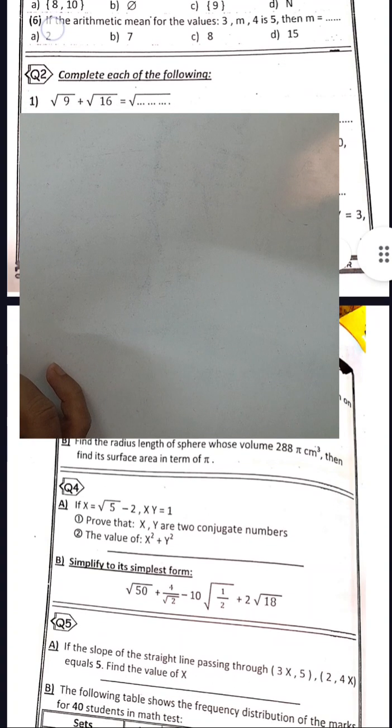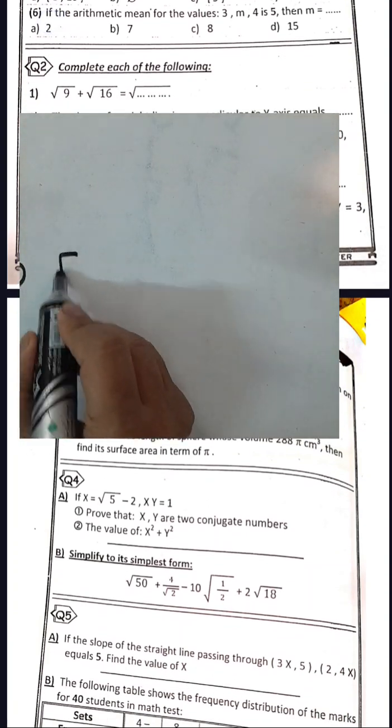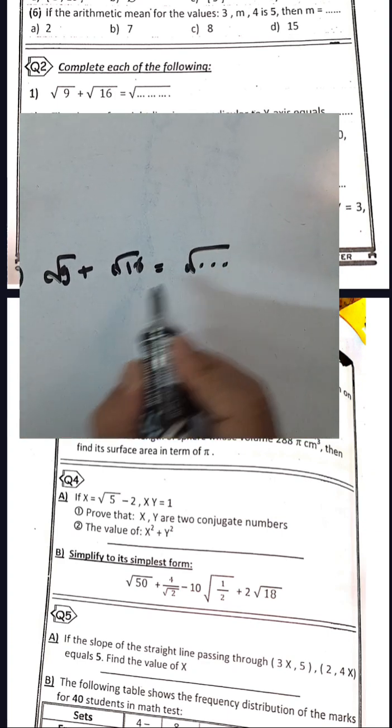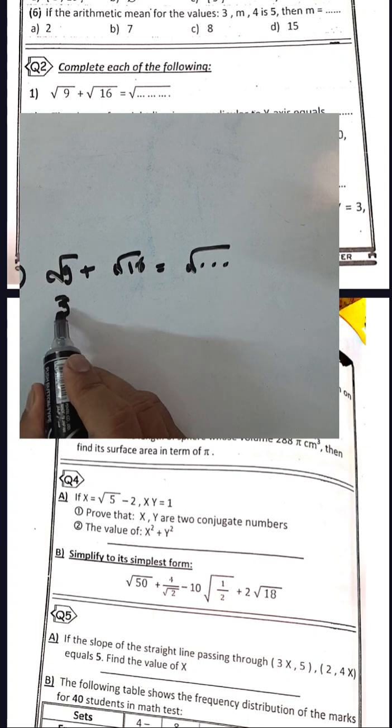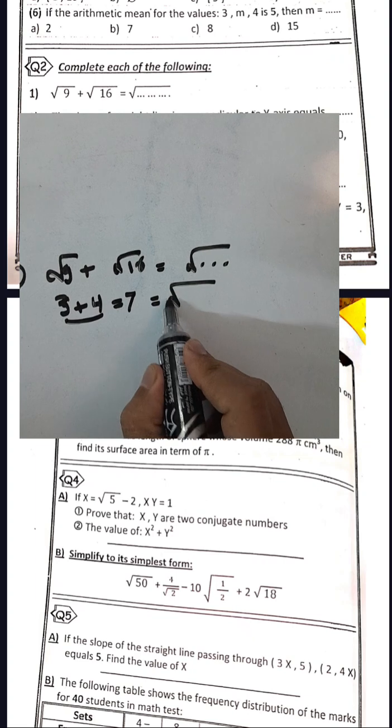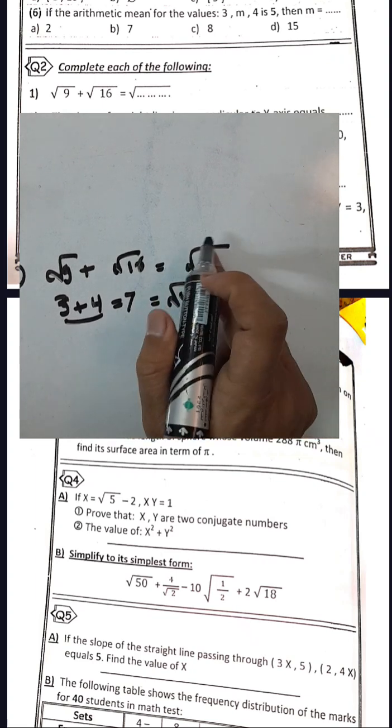Next question, number 2, complete. Square root of 9 plus square root of 16 equals square root of blank. Square root of 9 will be 3, and square root of 16 is 4. 3 plus 4 equals 7. 7 equals square root of 49. Then you write here 49.